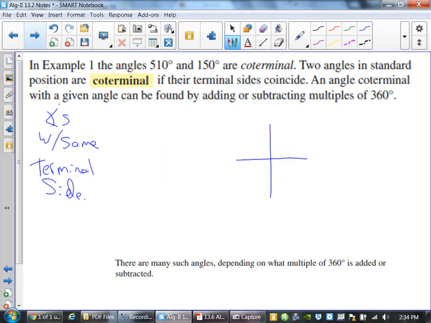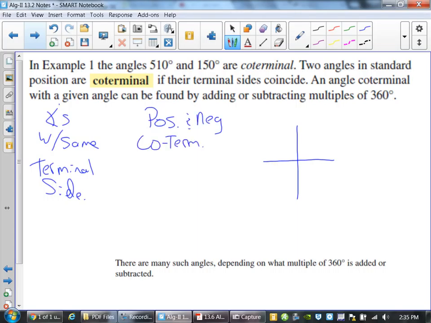So if I want to think of it in terms of what is called coterminality, things that are just coterminal, if I want to place an angle, find a positive and negative coterminal to, let's make it real easy, 45 degrees. When I place 45 degrees, what quadrant does it go into? First quadrant. So here's my 45 degrees, there's my terminal side.